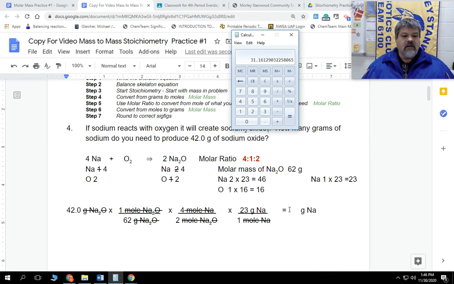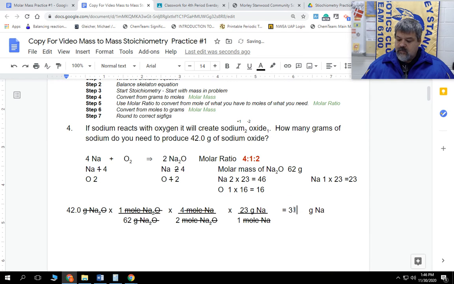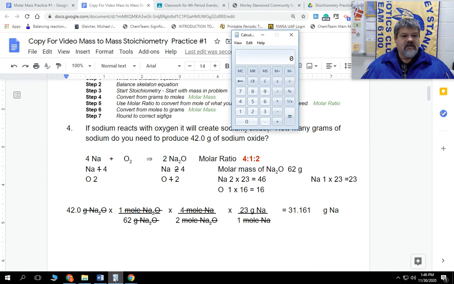So let's just go ahead and do that. 31.161. Okay, let's double check that again. I always double, triple check, whatever you need to do. So 42 divided by 62 times 4 divided by 2 times 23 equals 31.161. Okay, now how many significant figures do we need to have?